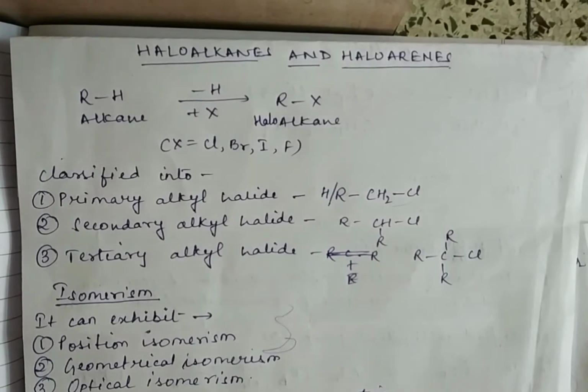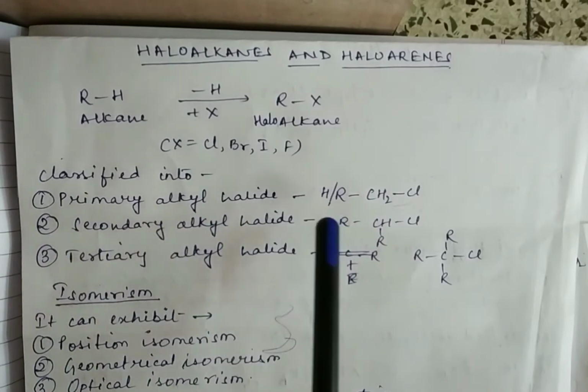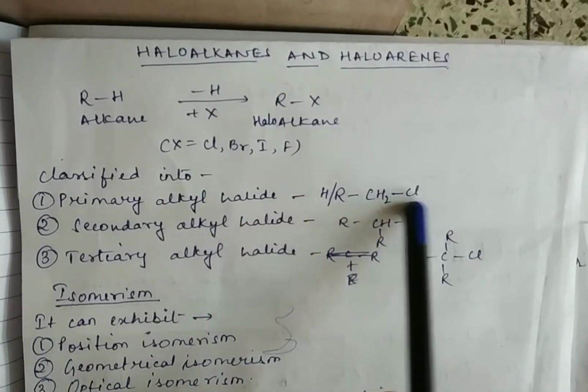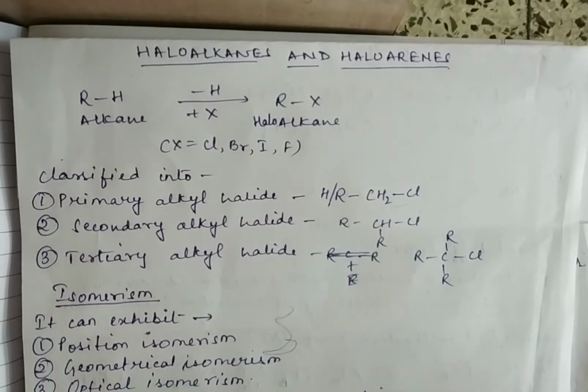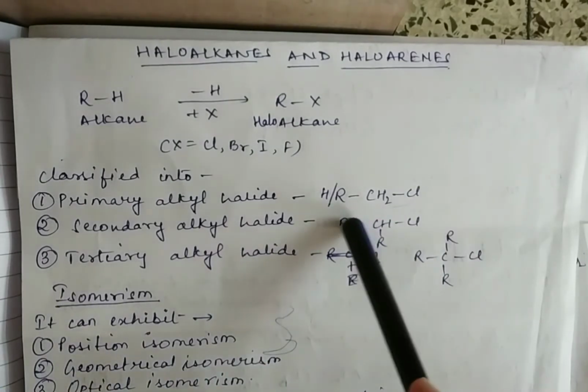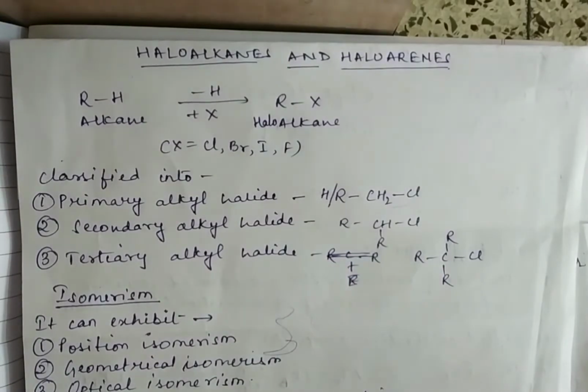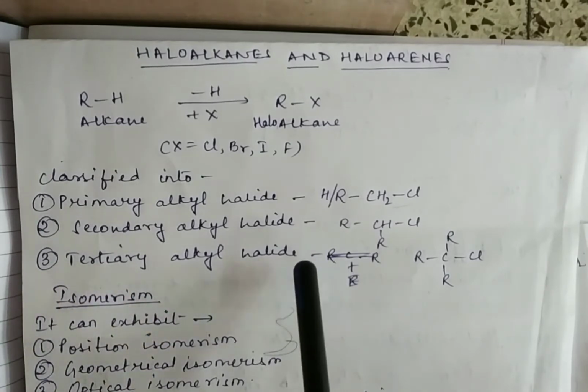Haloalkanes or alkyl halides are classified into three types. Number one, primary alkyl halides. Generally it is represented like this. Examples can be chloromethane, chloroethane, 1-chloropropane, 1-chlorobutane, 1-chloropentane, and so on. Number two, secondary alkyl halide. Generally it is expressed like this. The examples can be 2-chloropropane, 2-chlorobutane, 2-chloropentane, 3-chloropentane, etc.